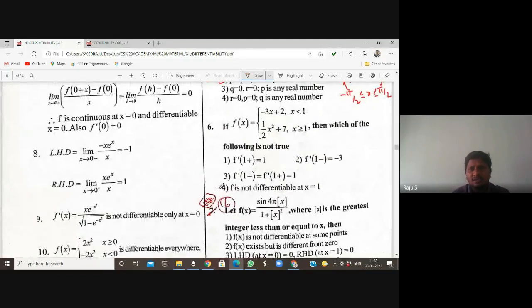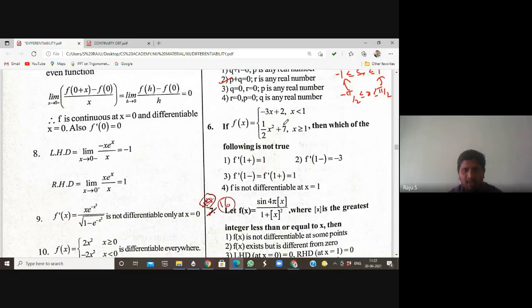it's again easy. Here, no need to use the differentiability formula like h tends to 0. Not required because there is no modulus x, there is no greatest integer function, there is no signum function. Simple, you can differentiate directly. So which of the following is not true, they asked.